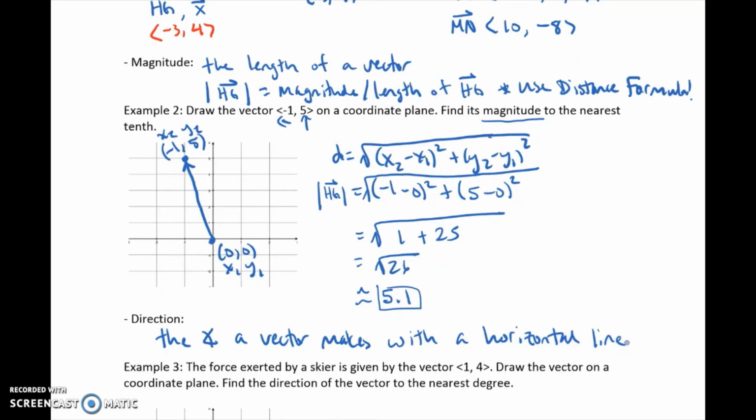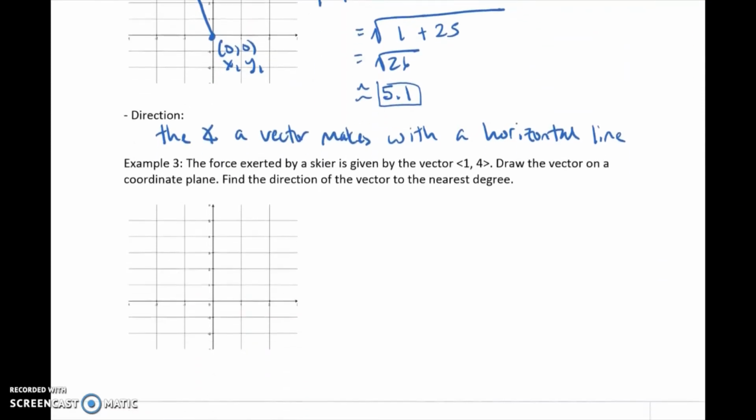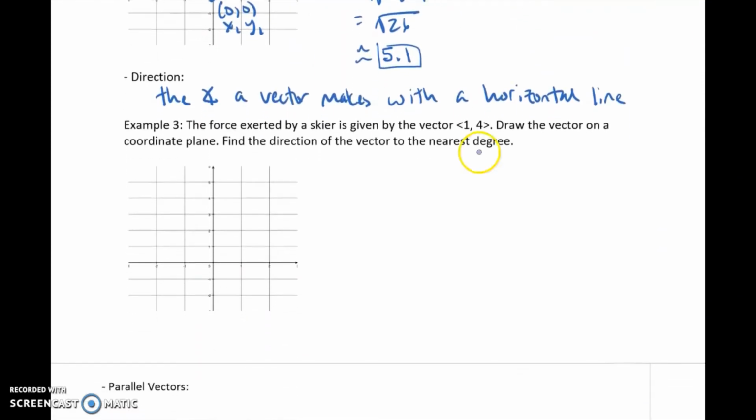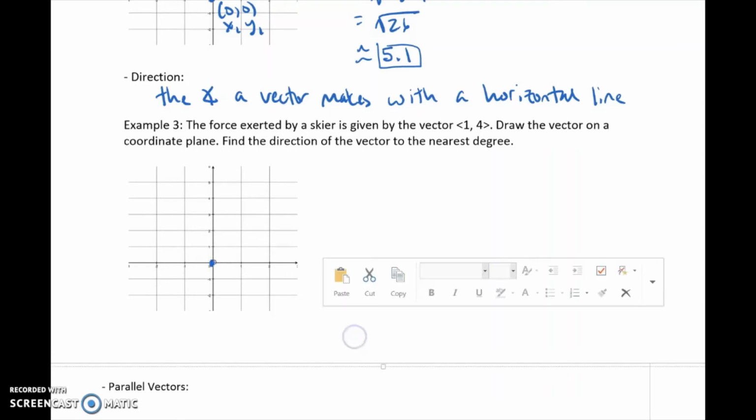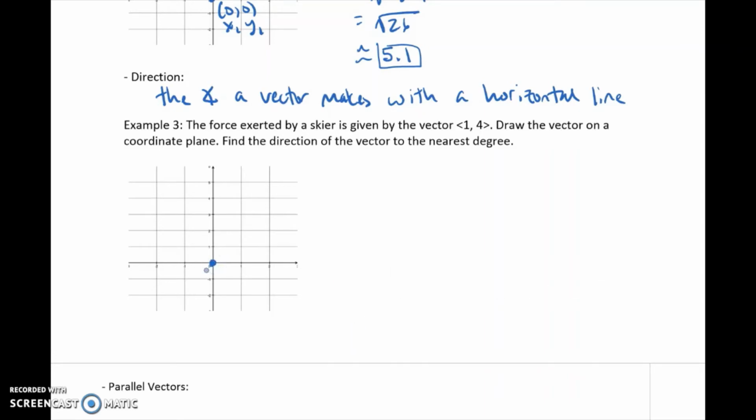And this is where we're going to use our components and trig to find that specific direction. So if you take a look at example 3, we have our vector 1, 4. We're going to draw it and then find the direction to the nearest degree. And again, you pick your initial point. I always love 0, 0 because it's nice and easy and it's usually centered. Okay? Then we are going to go ahead and go right 1, up 4.